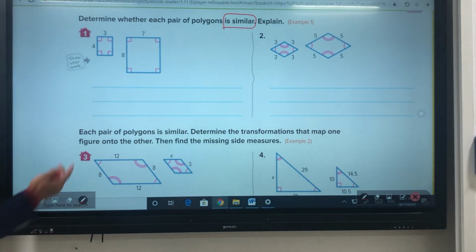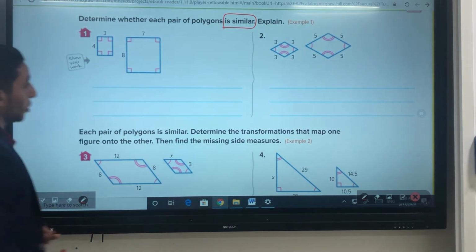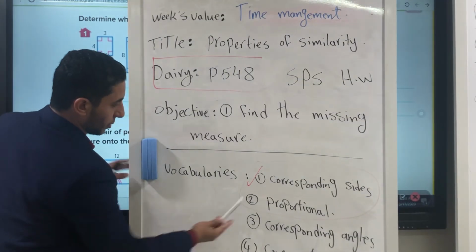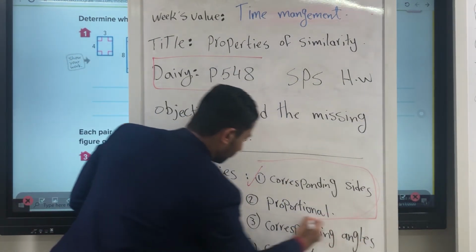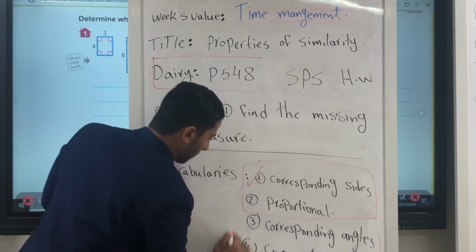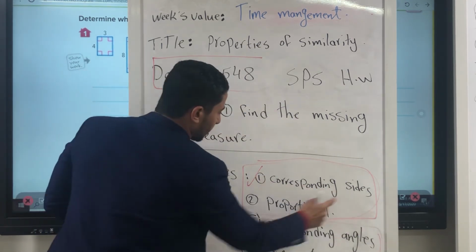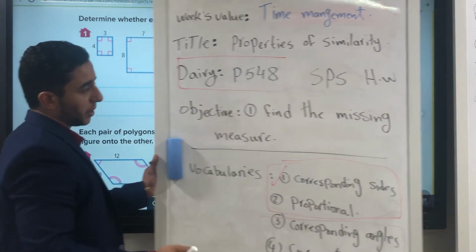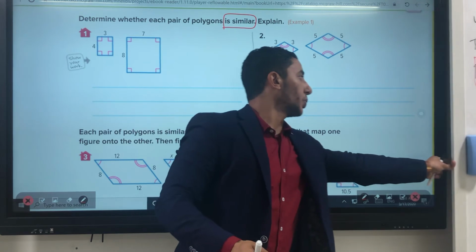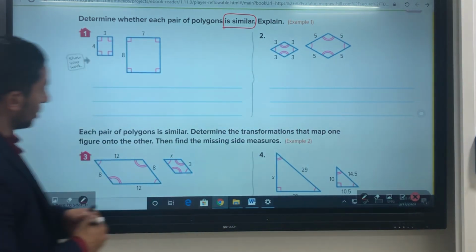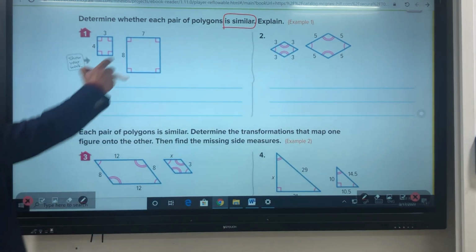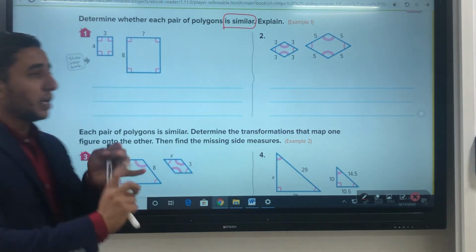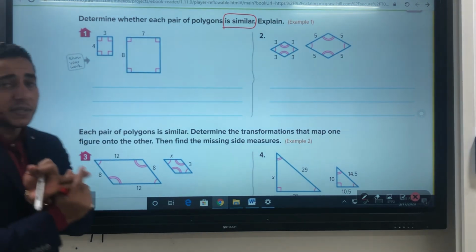Let's see. All angles are congruent. Yes, as I said, two conditions: corresponding sides are proportional and corresponding angles are congruent. Let's make sure that the two conditions are confirmed. So all angles are 90. So the first condition is confirmed, yes. Second, sides. What about sides?